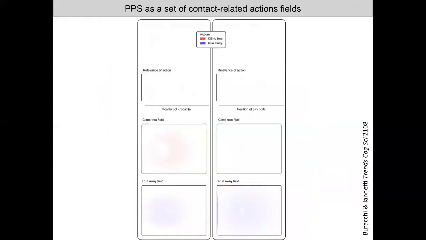For example, imagine that you have two actions we can measure from the brain. One is climb a tree, and one is run away when you are in front of a crocodile. Obviously, the relevance of these two actions depends on the position of the stimulus with respect to you. So you can plot the relevance of the two actions as a function of the position of the crocodile, and climbing the tree becomes super relevant when the crocodile approaches, because the crocodile cannot climb the tree, but goes back to zero when the crocodile is in between you and the tree. And at that point, the relevance of the running away action becomes super high.